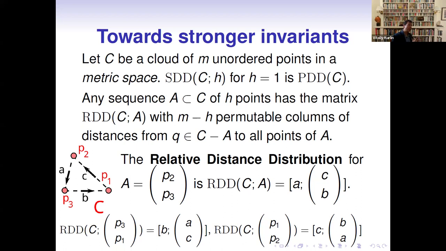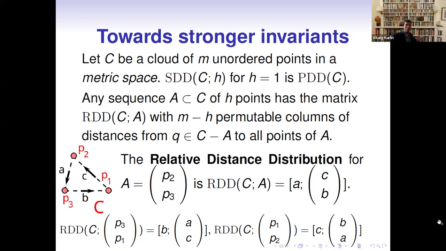Is the relative distance distribution an isometry invariant? Question for you. Is it invariant? Formally, it's a pair: a distance between two fixed points and a matrix of distances to these two fixed points. Is it the same if you translate, rotate, but also, more importantly, what happens if we permute our points? Is it invariant under relabeling or permutation? From the name, it seems like it should be.